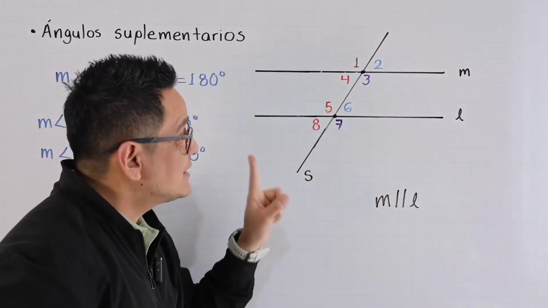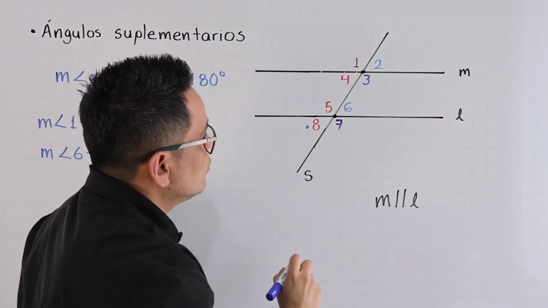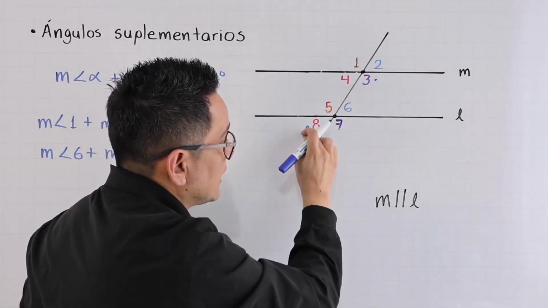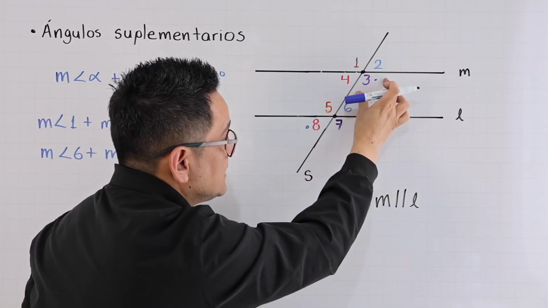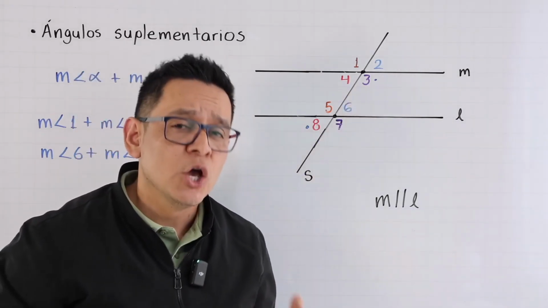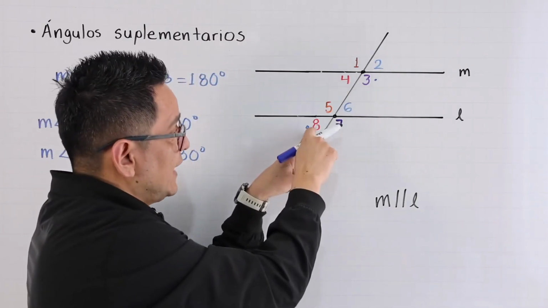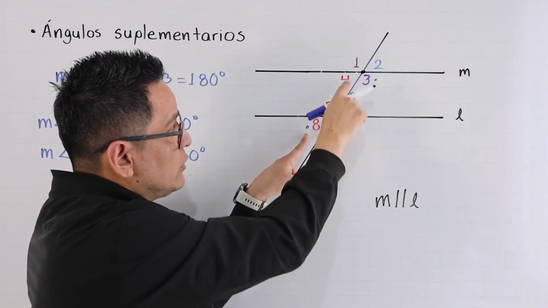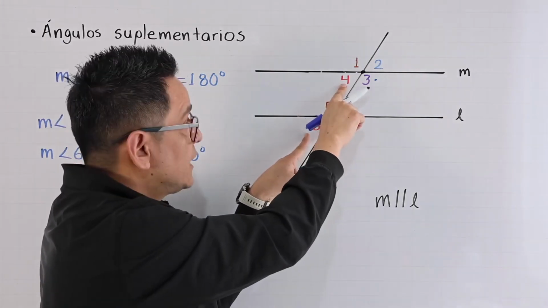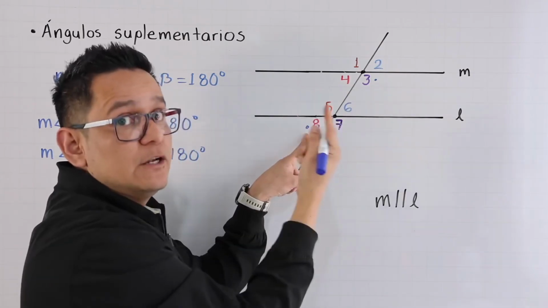Look, it's also true that if I take, for example, this angle and add, for example, this angle over here. Look, this 8 plus this one over here will also give me 180 degrees. Right? Why is that? Well, for the following reason, look. I already know that this angle measures the same as this angle, right? Why is that? Well, because they are corresponding. Since they are corresponding, they measure the same.